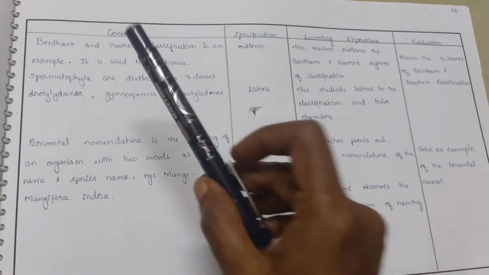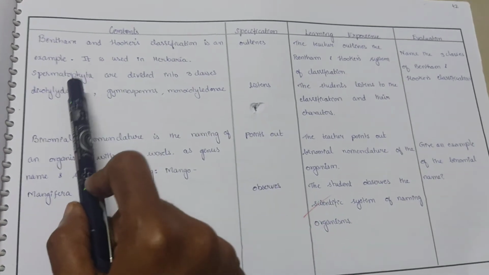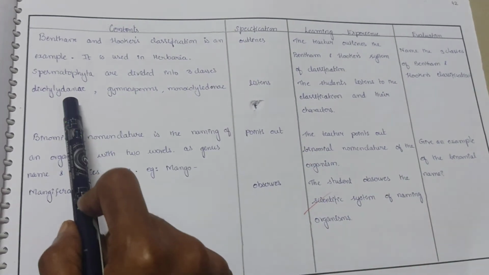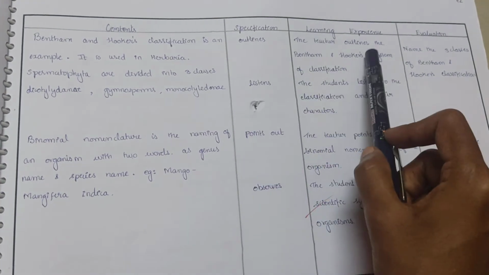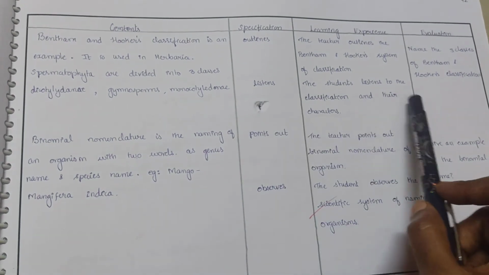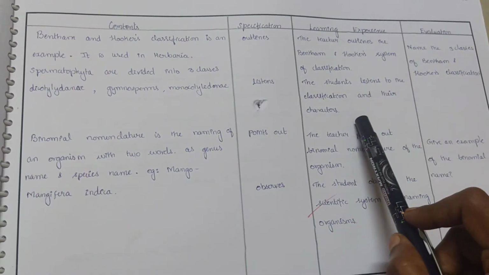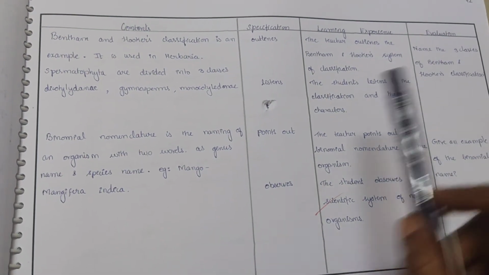Next, Bentham and Hooker classification is an example. It is used in herbaria. Spermatophyta are divided into three classes as dicotyledonae, gymnosperms and monocotyledonae. Outlines: the teacher outlines the Bentham and Hooker system of classification. Listens: the student listens to the classification and their characters. Name the three classes of Bentham and Hooker's classification.